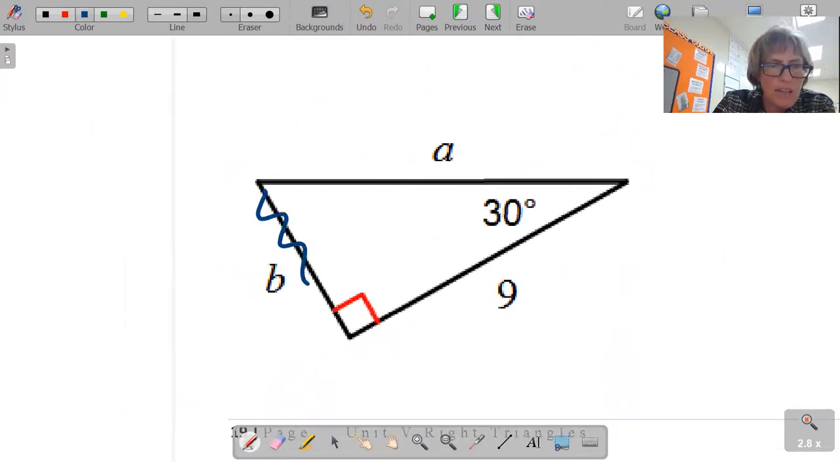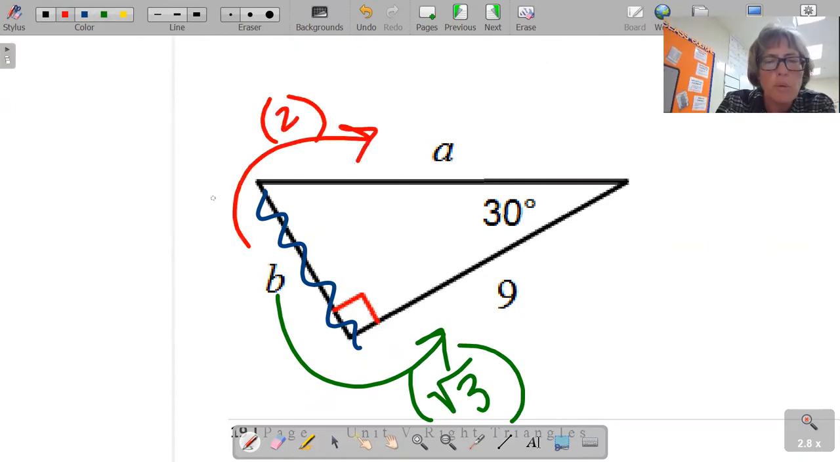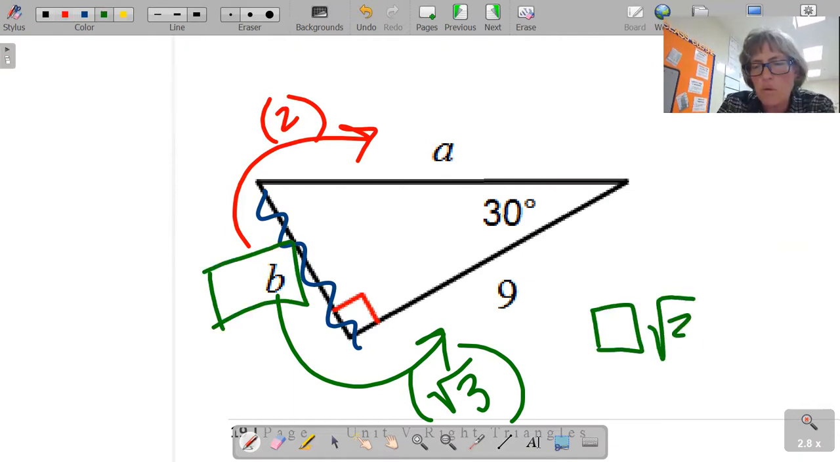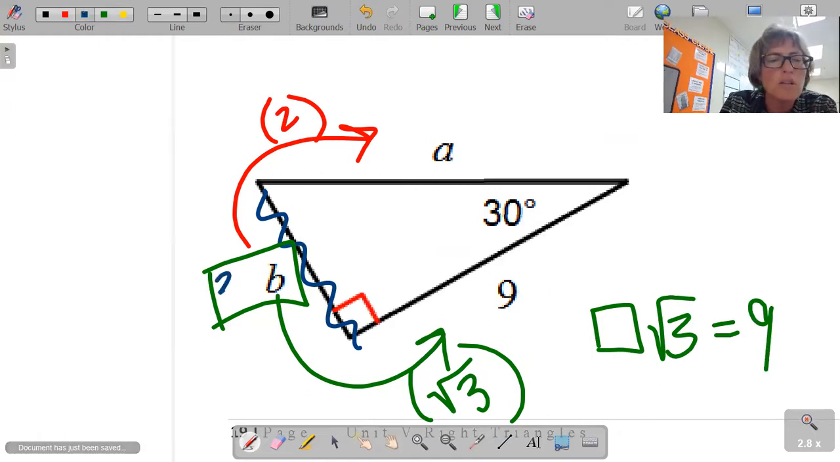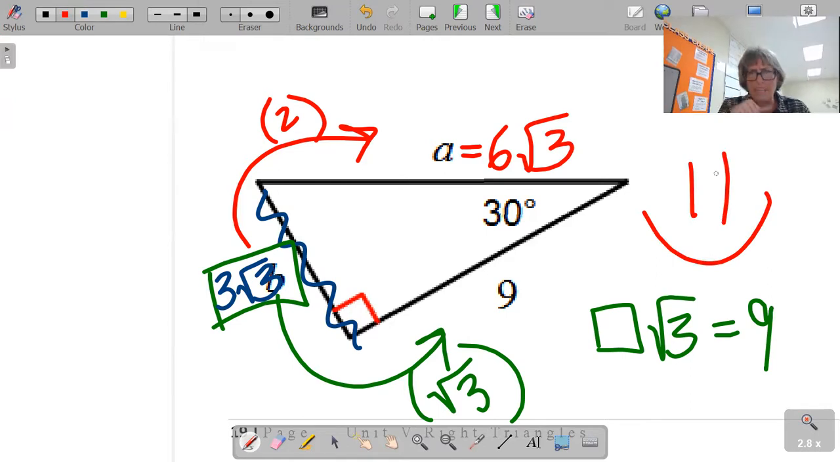30, 60, 90, short leg, root 3 going towards the long leg, and then short leg times 2 for the hypo. Reads like this. Something times root 3 is 9. What's our something? Your something here is 3 root 3. Times 2, that's going to be 6 root 3. Check your work. You're correct. Big star smiley. Wow, you're brilliant. You missed something, write yourself a note so you don't forget.